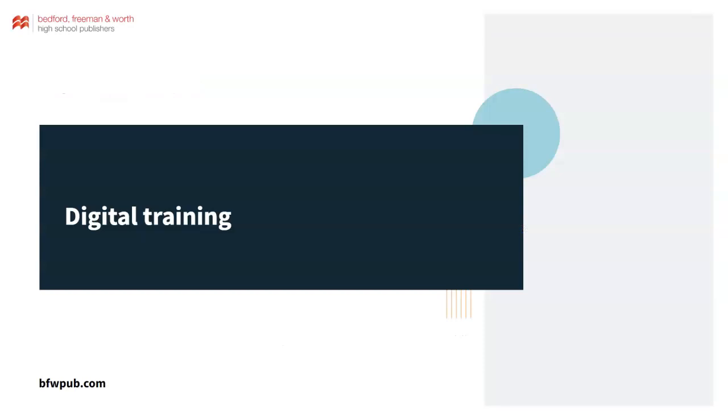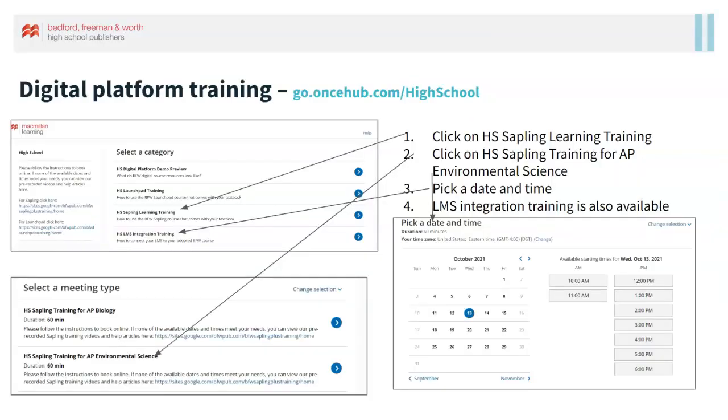Digital training. We offer live one-on-one training with our customer experience team to learn how to use the program. Just go to our online scheduler to book a 60-minute session to get trained. Simply click on High School Sapling Learning Training. Choose High School Sapling Learning Training for AP Environmental Science. Then pick a date and time. You'll get a Zoom meeting invite and you are good to go.